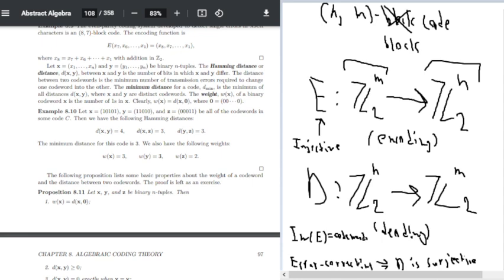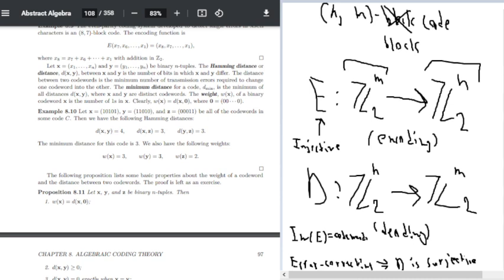First, example 8.10. Let x equal 10101, y equal 11010, and z equal 00011 be all of the code words in some code C. Then we have the following Hamming distances. d(x,y) is equal to 4, because we need to flip this bit, then this bit, then this bit, then this bit. We need to flip 4 bits to get from x to y. d(x,z) is equal to 3, because we need to flip this bit and this bit. And d(y,z) is likewise similar, d(y,z) equals 3. The minimum distance for this code is 3.